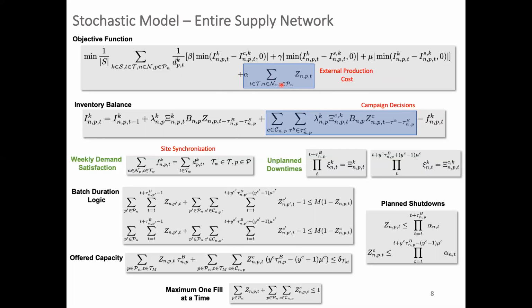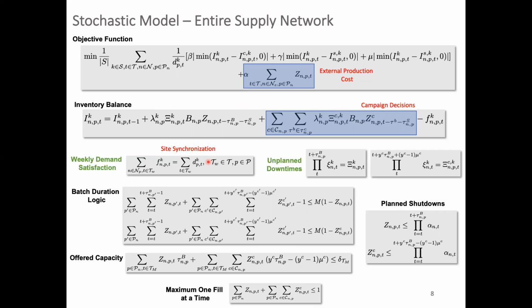In the inventory balance, now we have an additional term that represents the yield from campaign manufacturing. Campaign manufacturing is when you have consecutive fills of the same product so that you save the time associated with equipment cleaning and changeover. The model can capture those decisions as well about whether you should do a single batch or a campaign batch. Next, we have the constraint to satisfy the product demand every week. This constraint helps to synchronize the production from all the manufacturing sites.